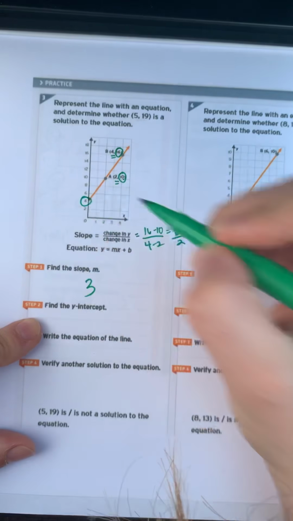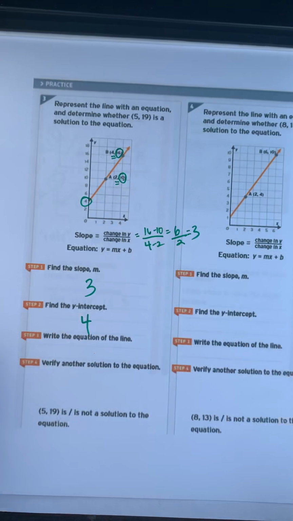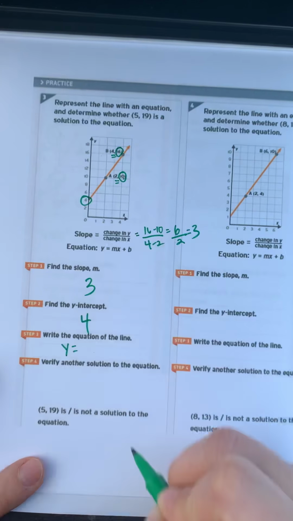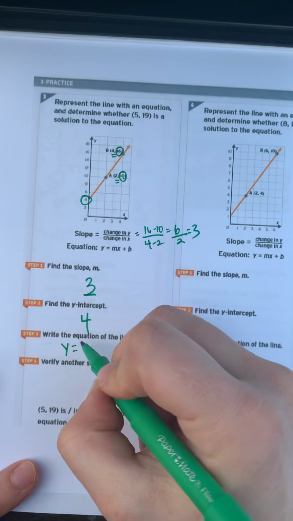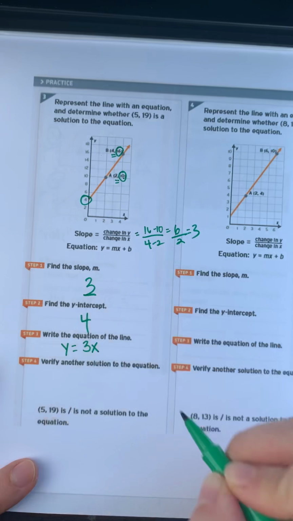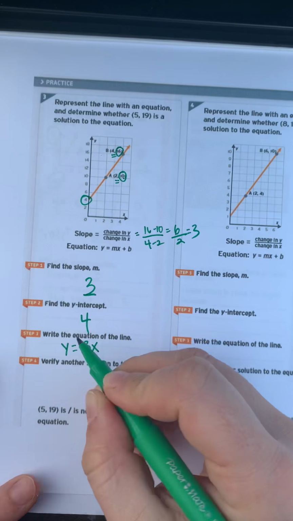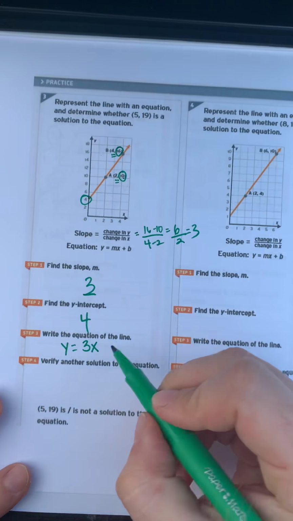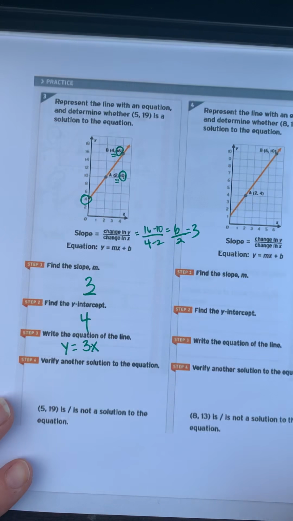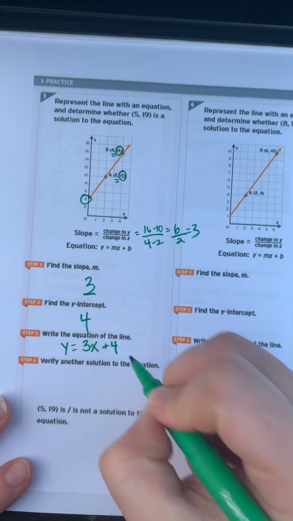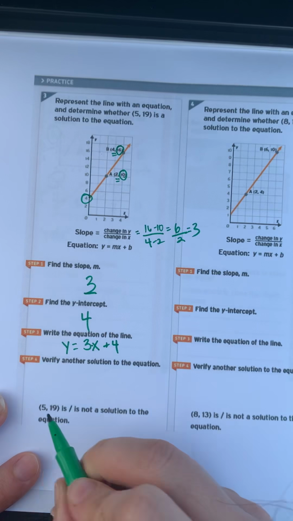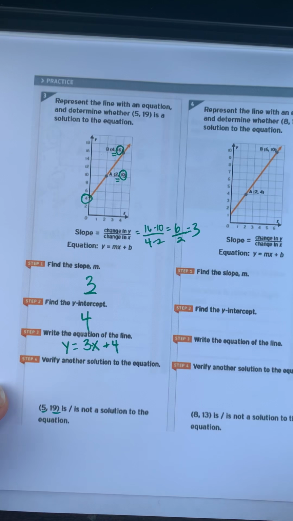Y-intercept, that's just the starting value. 4, you can tell just from the graph. Where does it intercept or touch the y-axis? So now the equation of the line: y equals, slope comes first, 3x, because it's 3, whatever per whatever. So it gets a variable attached to it, plus 4. And we're going to verify whether or not (5, 19) works in this equation.